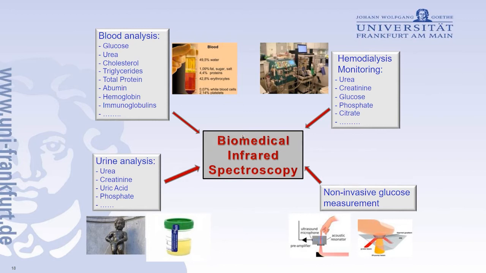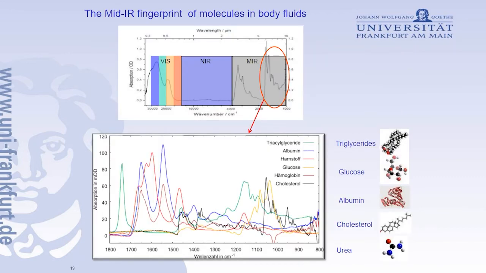We call all that biomedical spectroscopy. There is an enormous potential in that for clinical application, for portable labs, for home use, and I'll guide you through that step by step. First of all, the mid-infrared fingerprint of molecules in body fluids is the key for that.